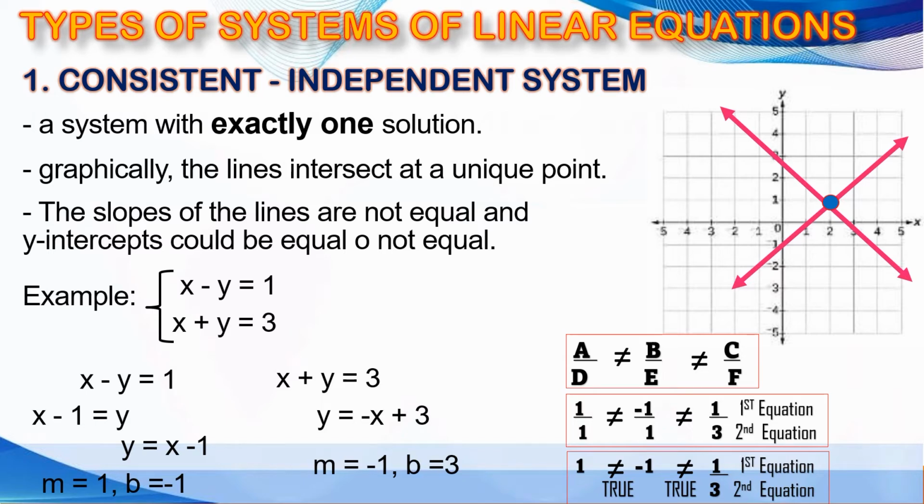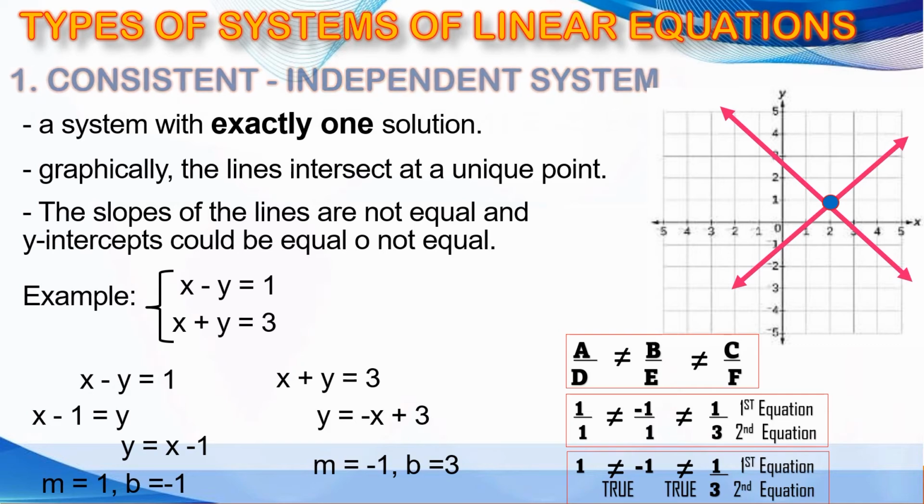So, 1 is not equal to negative 1 is a true statement. And then, negative 1 is not equal to 1/3 is also a true statement. So, therefore, we have a consistent, independent system using the standard form of the linear equations.